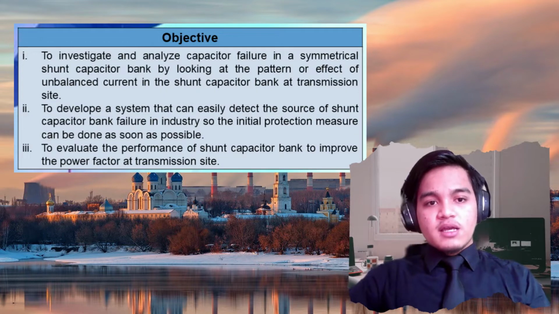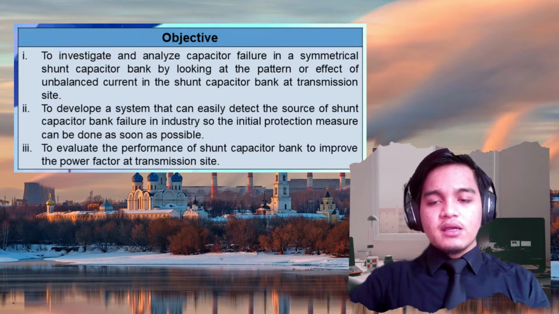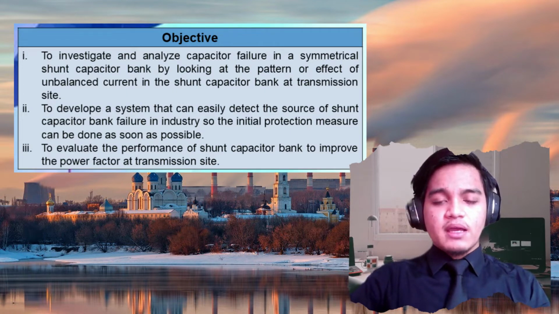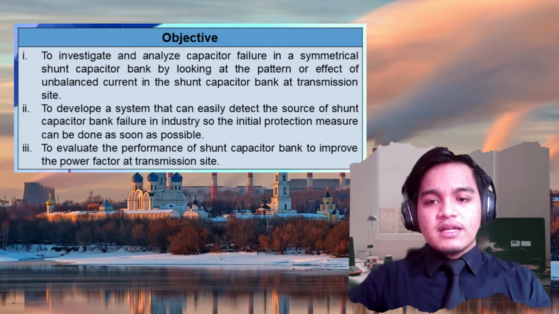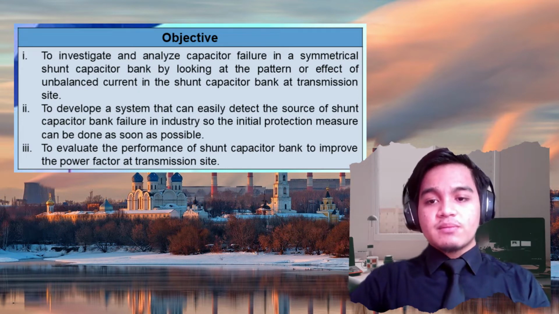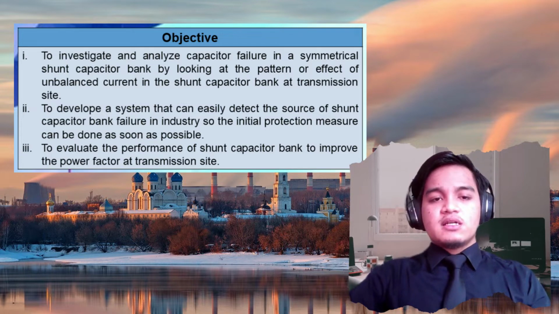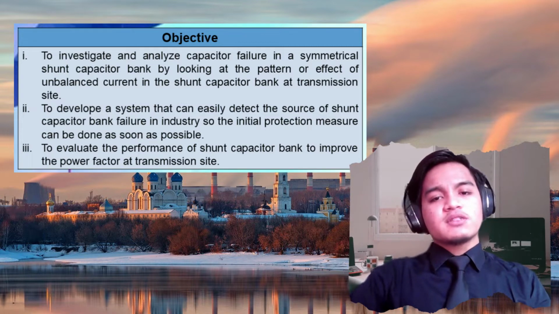For this project, there are three main objectives to achieve. The first objective is to investigate and analyze capacitor failure in a symmetrical shunt capacitor bank by looking at the pattern or effect of unbalanced current in the shunt capacitor bank at the transmission side. The next objective is to develop a system that can easily detect the source of shunt capacitor bank failure in industry, so the initial protection measure can be done as soon as possible. And lastly, to evaluate the performance of the shunt capacitor bank to improve the power factor at the transmission side.